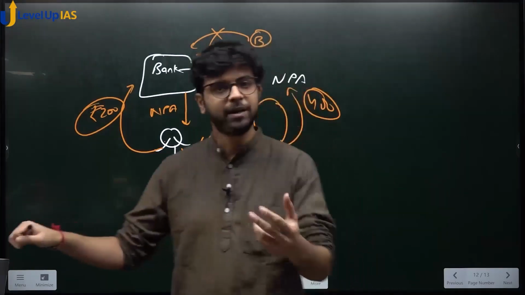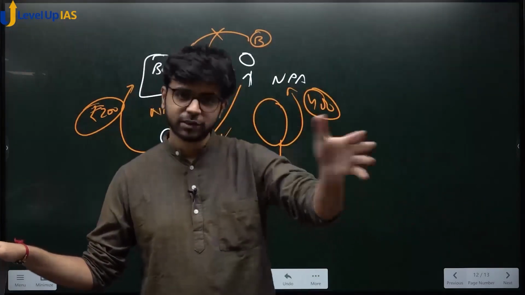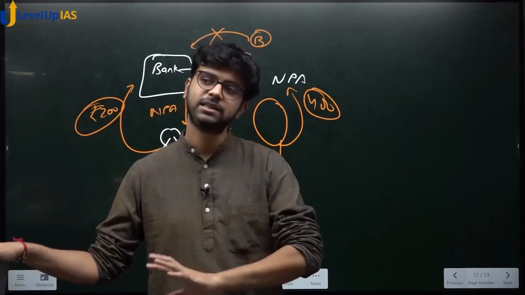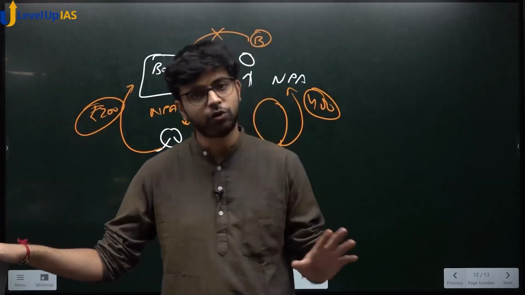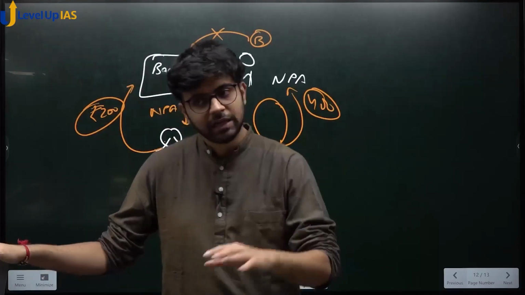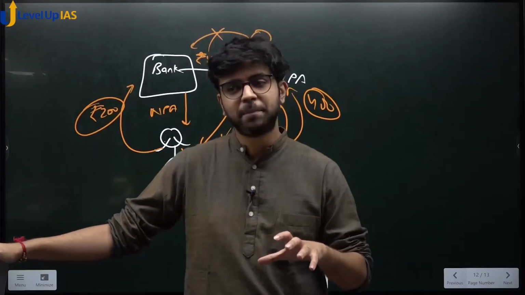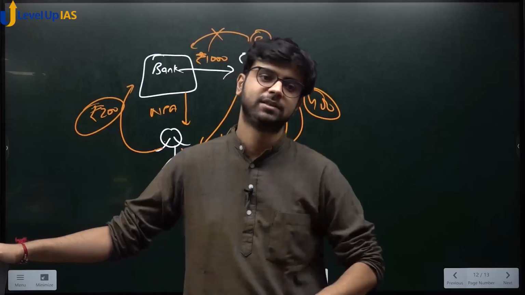So let's say SBI will have 10% share in that ARC. Axis Bank will have 15% share in that ARC. HDFC will put in more, 20%, and so on. Kotak will have 5% share. And then that ARC will automatically buy bad loans from these banks.